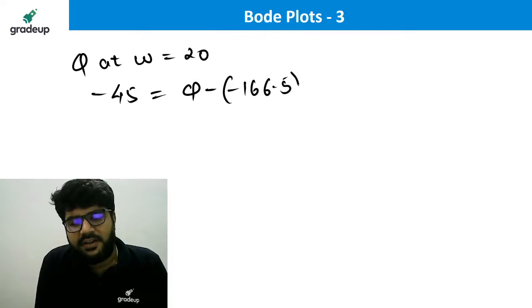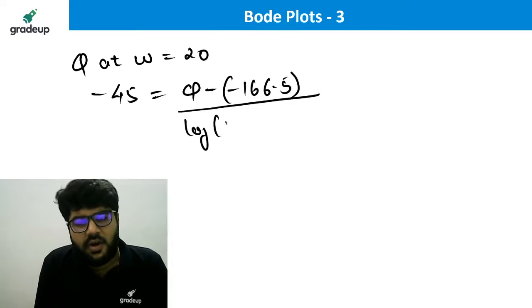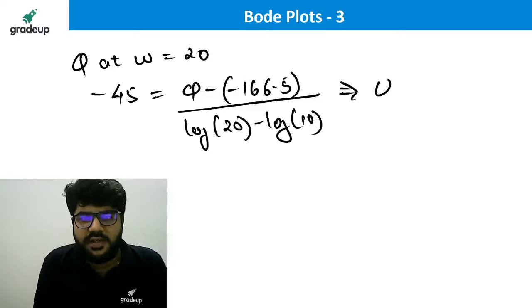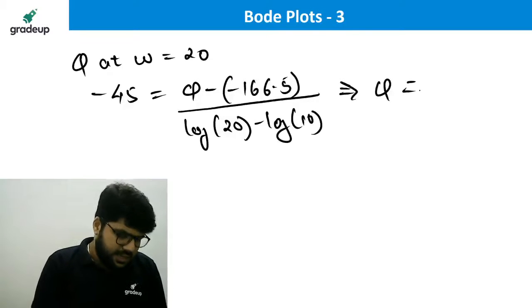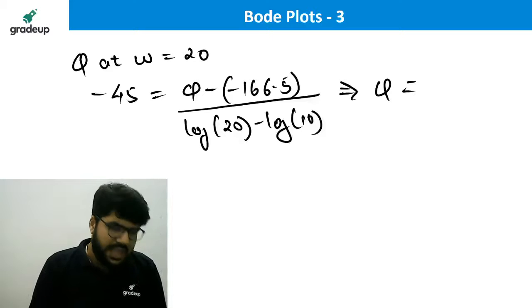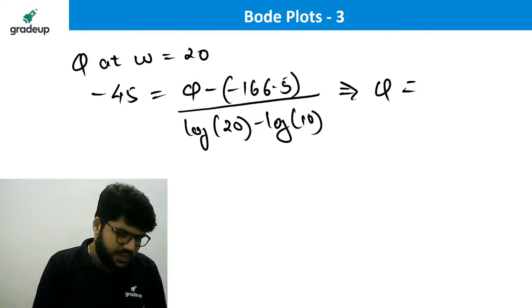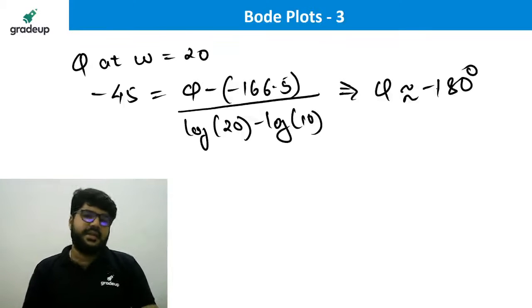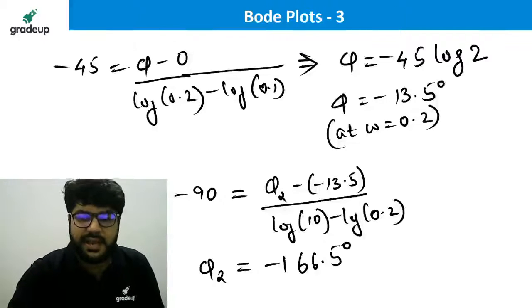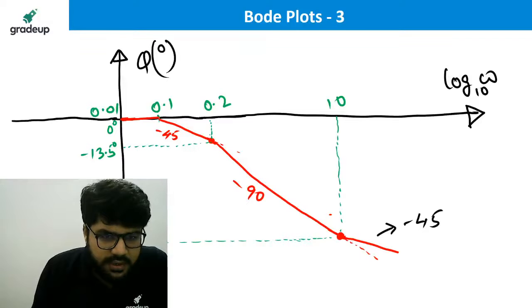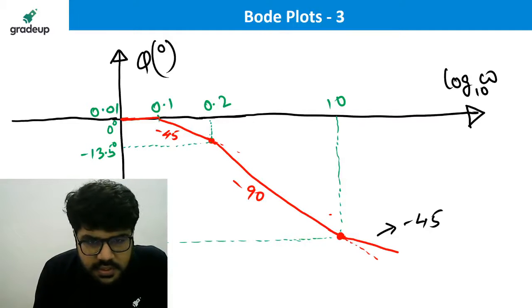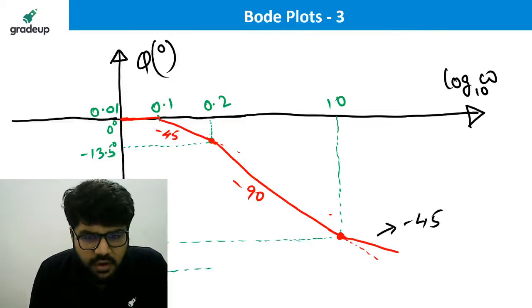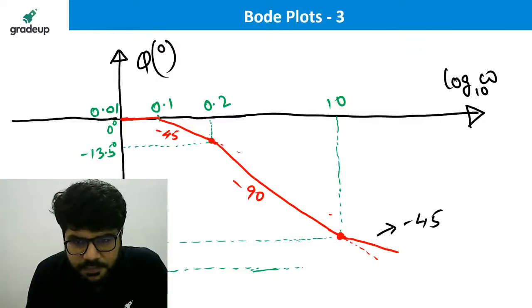Minus 166.5 divided by log of 20 minus log of 10, and solving this you will get the phase. It's again minus 45 log 2 and minus 166.5. It is nearly minus 180 degree, the closing angle that you wanted. So say this is minus 180 degree. I will hide my view for the proper reading. Just give me some time.